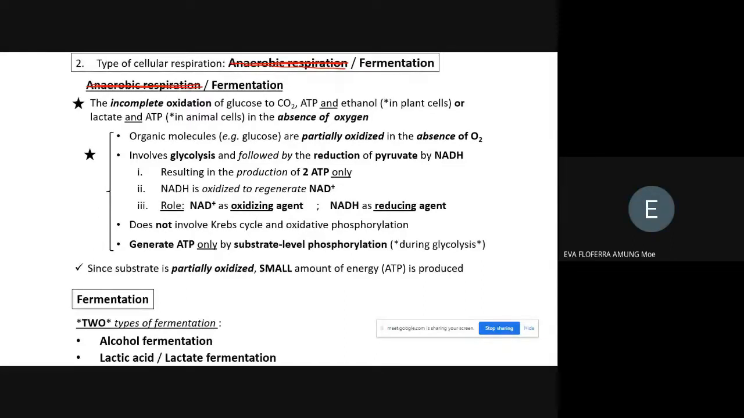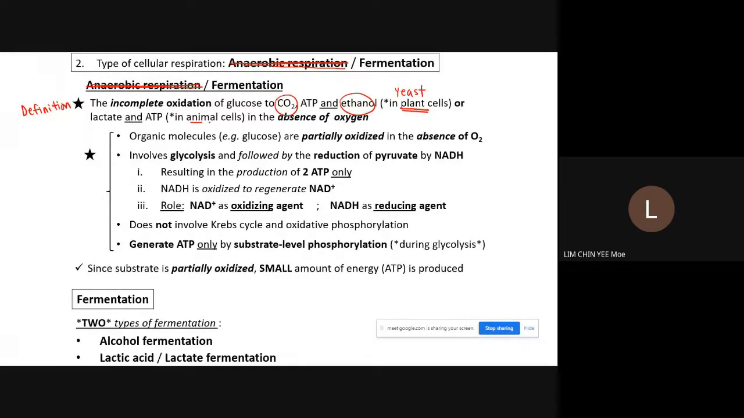Sudah, Miss. Okay. Right. So fermentation is a very, very short part in this whole chapter. Bahagian ni memang pendek je dan you dah pernah belajar masa secondary school, so it's not really new to you. First of all, you will have to remember the definition of fermentation. It is the incomplete oxidation of glucose to carbon dioxide, ATP, and ethanol kalau ini ialah plant cells. Kalau plant cells or yeast, then we will have carbon dioxide, ethanol.